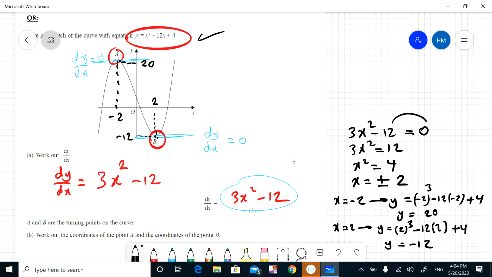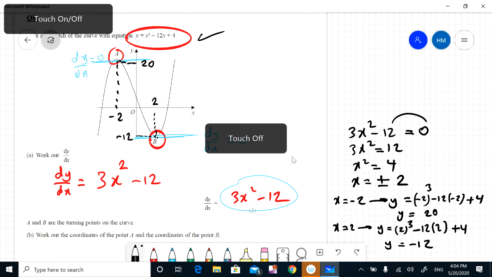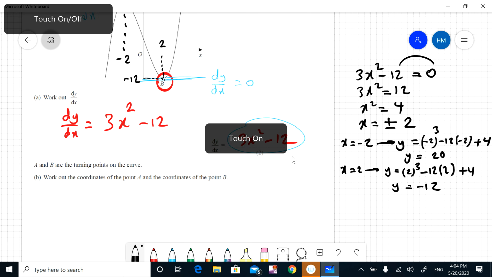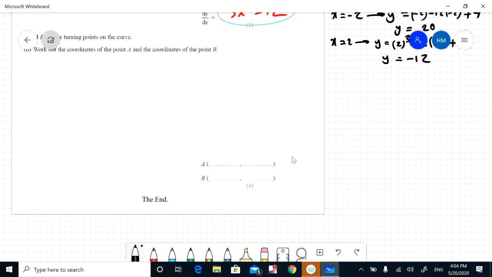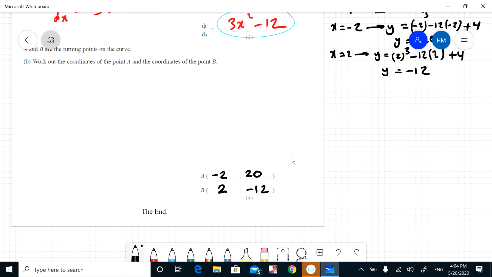Okay, so if you return back to the coordinates, you can write the coordinates of A. What's the coordinates of A? The coordinates of A are negative 2 and 20. And what's the coordinates of B? It's 2, positive, and negative 12. This is the right answer for A and B.